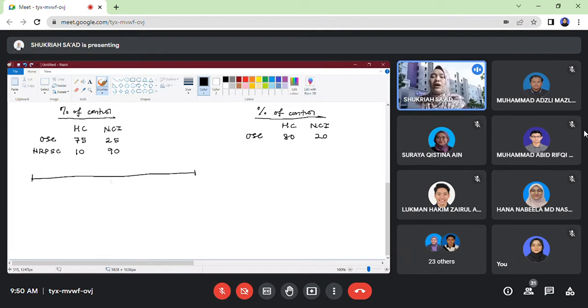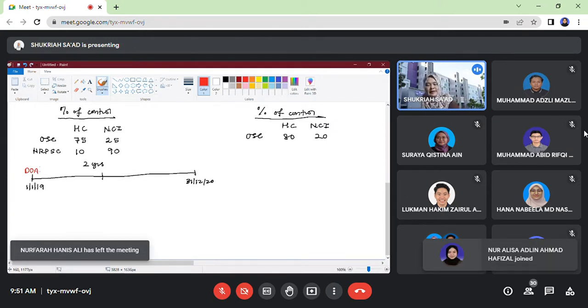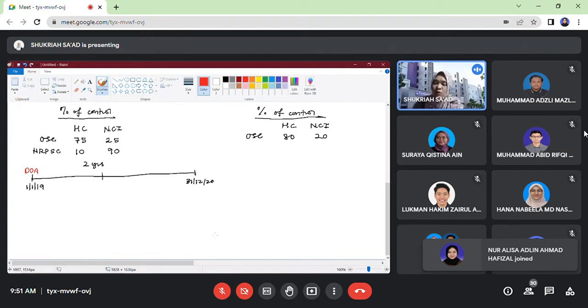Okay, for Juara, the first paragraph is a 2 years acquisition period, because 31st December 2020, this one is 1st January 19. Meaning to say that this is the DOA, diberi DOA dia pada 1st January 19. Okay, financial year ended in year 2020. So 2 tahun, 2 years acquisition period.